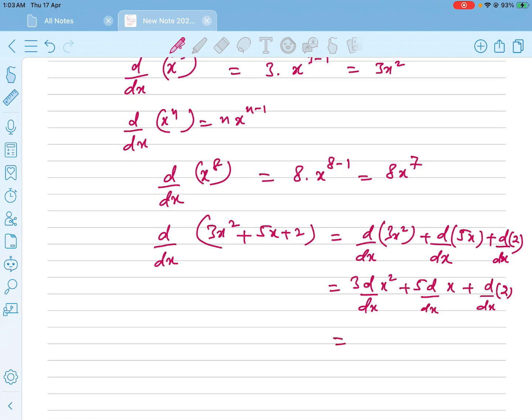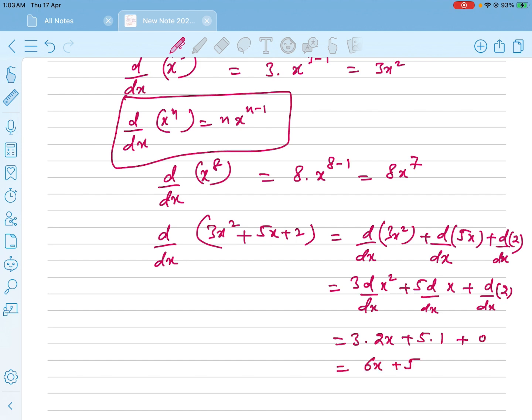Now we already know the general formula which we used in some numericals before. So if I apply this formula here, this gives me 3 times 2x plus 5 times 1, derivative of x is 1, plus, now 2 is a constant, so derivative of 2 would be 0. So this gives me 6x plus 5. Okay, so this is how we solve any kind of polynomial functions.